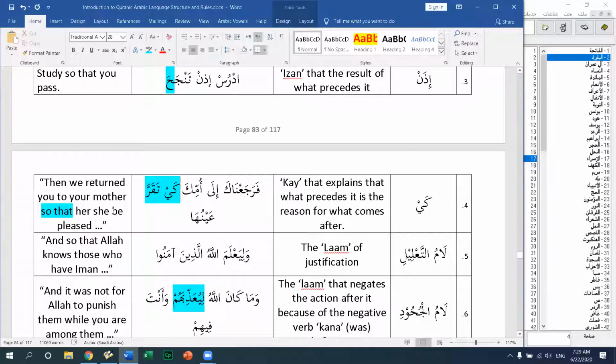Then we returned you to your mother so that she be pleased. We don't say her eyes be pleased. That's not an expression we use in English. So that she be pleased. And that's the example of Kai.